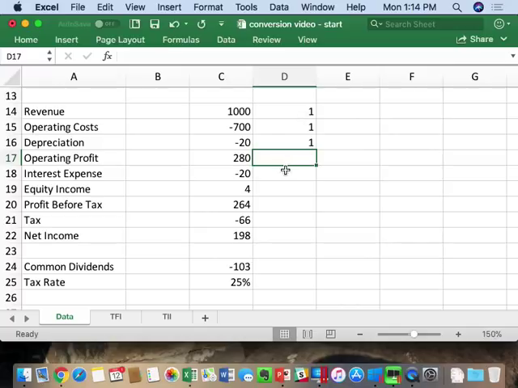Interest expense. 1, 2, 3, or 4? 3, because it matches to the debt. What if it were interest income?